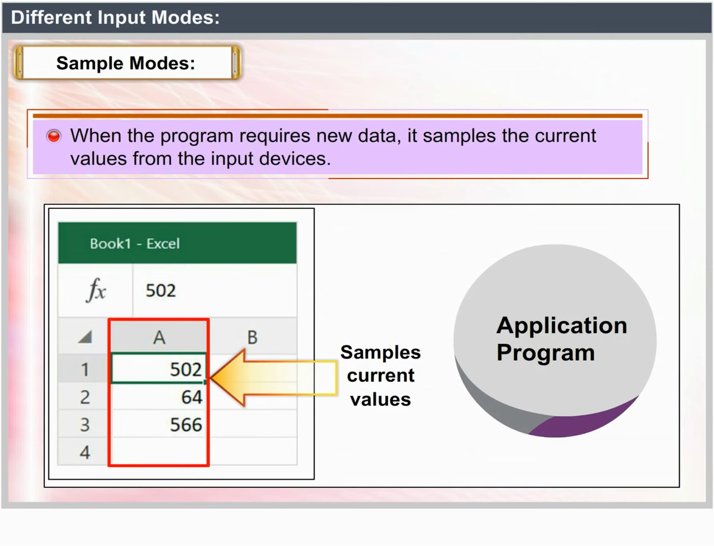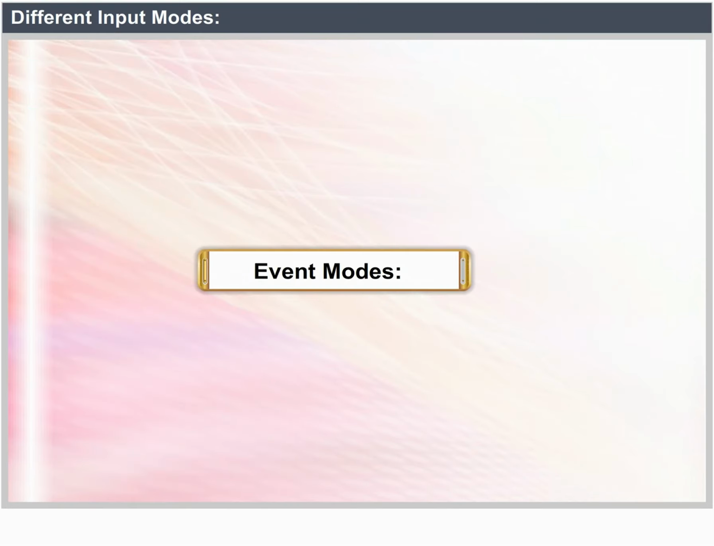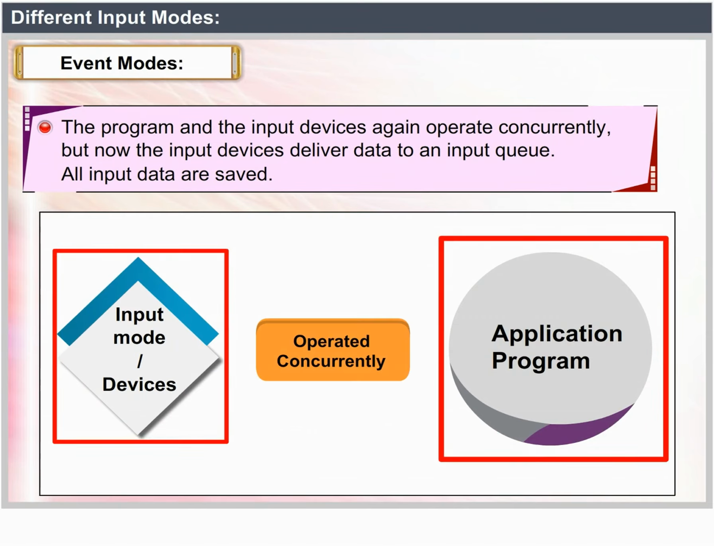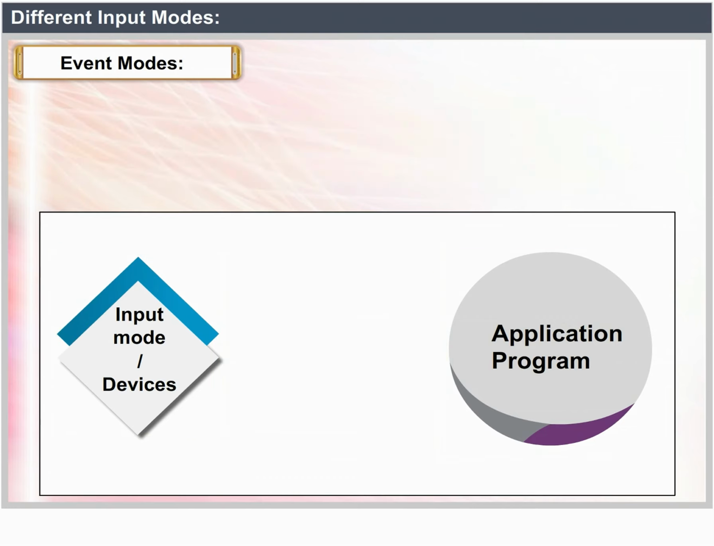Event mode. In event mode, the input devices initiate data input to the application program. The program and the input devices again operate concurrently, but now the input devices deliver data to an input queue. All input data are saved. When the program requires new data, it goes to the data queue.